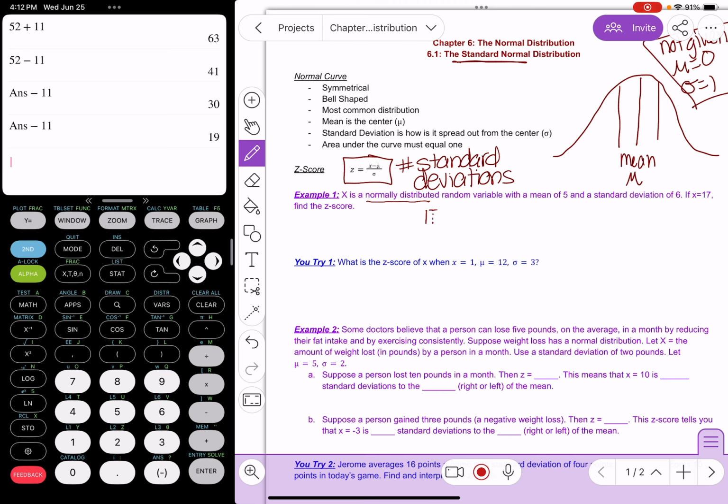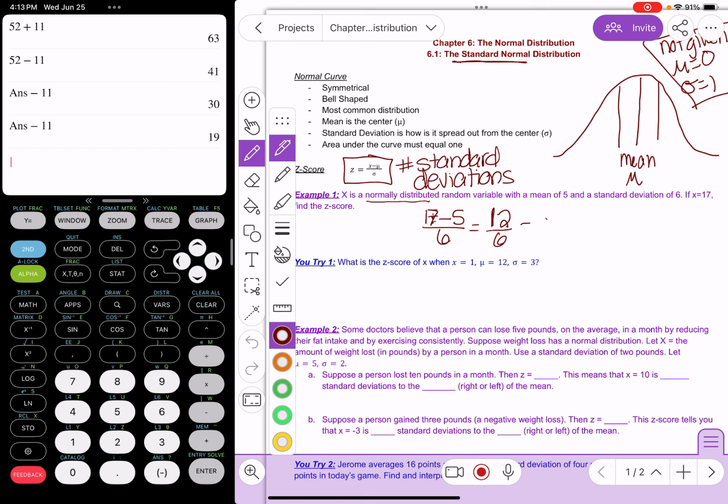So we would plug it in. 17 minus the mean divided by the standard deviation. So 17 minus 5 is 12. And the standard deviation is 6. So 12 divided by 6 is 2. So our z-score would be 2. Pause the video and do the U-try.